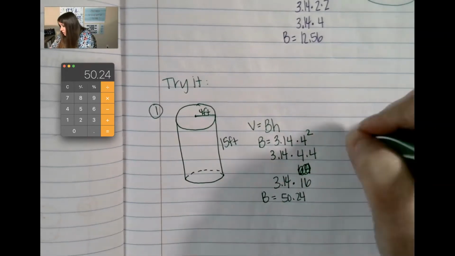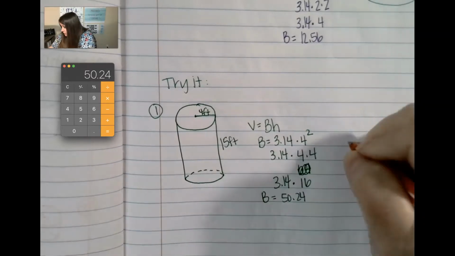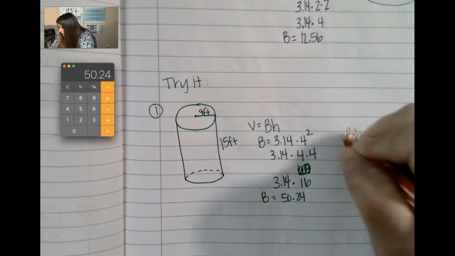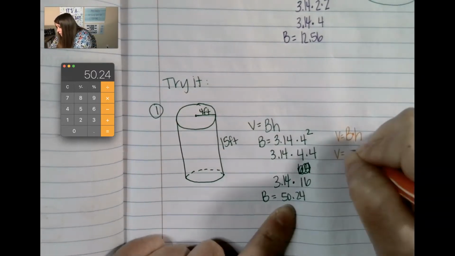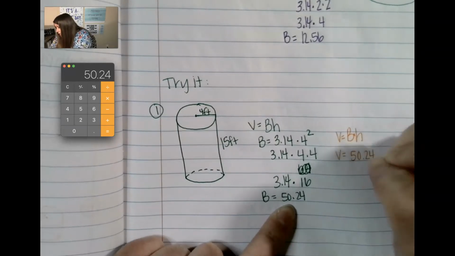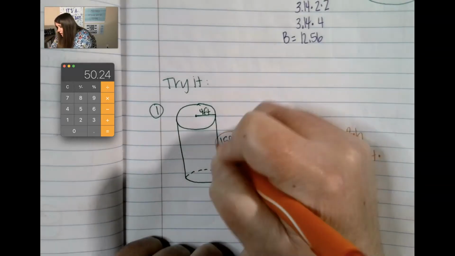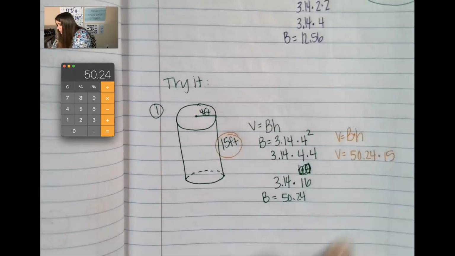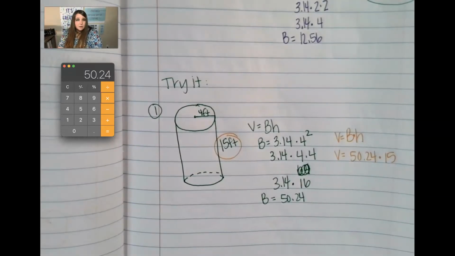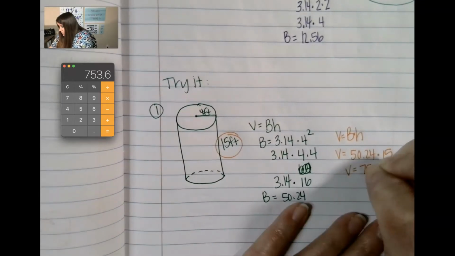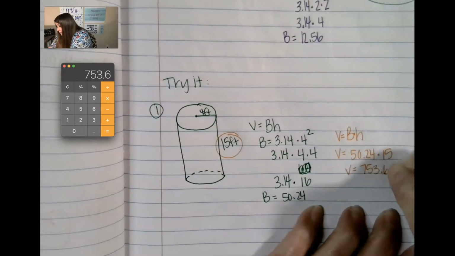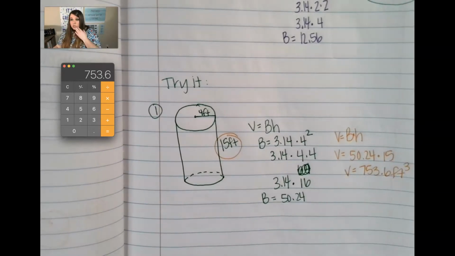We're going to take this now and do base times height to find the total volume. So volume is going to equal 50.24 times our height, which is right here, the 15. 50.24 times 15 is 753 and 6/10 feet cubed, or cubic feet.